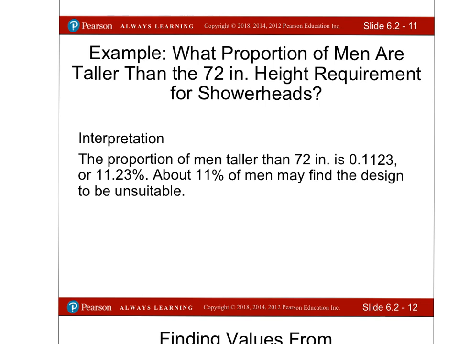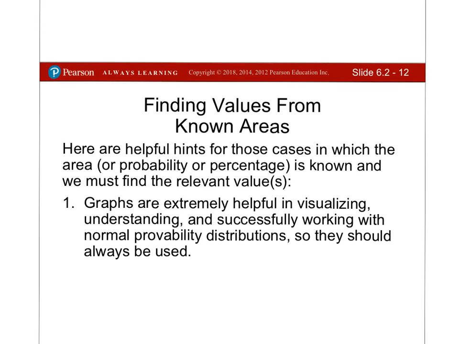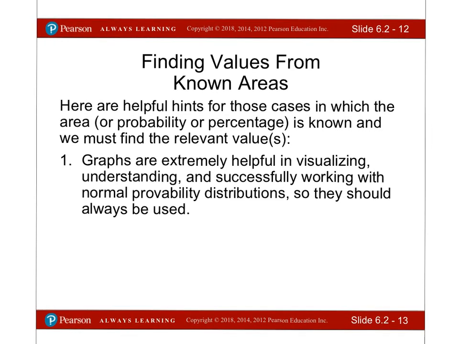It's another thing to know what they mean. The proportion of men taller than 72 is 0.1123, or 11.23%, right? So if you're building showers in a hotel, and you decide, okay, I'm going to just make them 72 inches high, then that means you will accommodate about 89% of the people, and 11% will be left out.